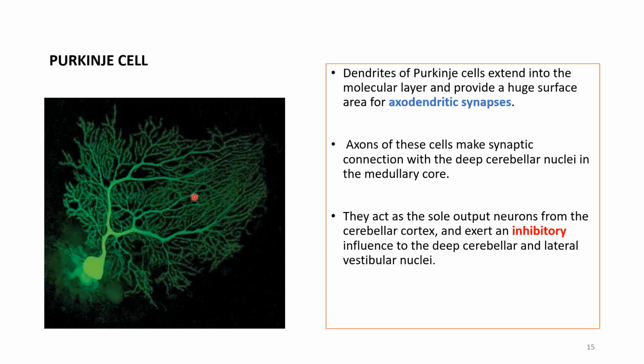You see this Purkinje cell, how it looks. The dendrites of Purkinje cells extend into the molecular layer and provide axodendritic synapses. Then the axons of these cells make synaptic connection with the deep cerebellar nuclei in the medullary body. They act as the sole output neurons from the cerebellar cortex and they are inhibitory in nature. They will exert an inhibitory influence on the deep cerebellar nuclei.